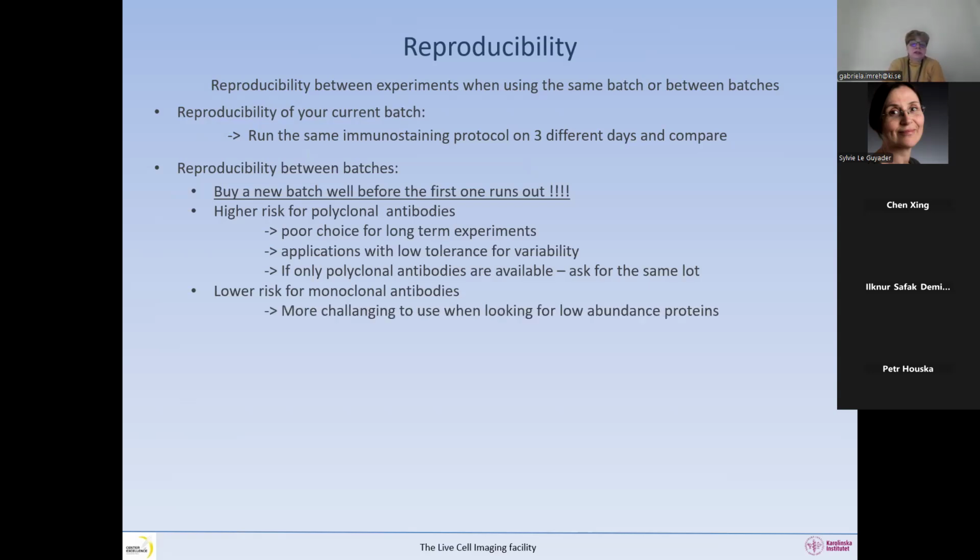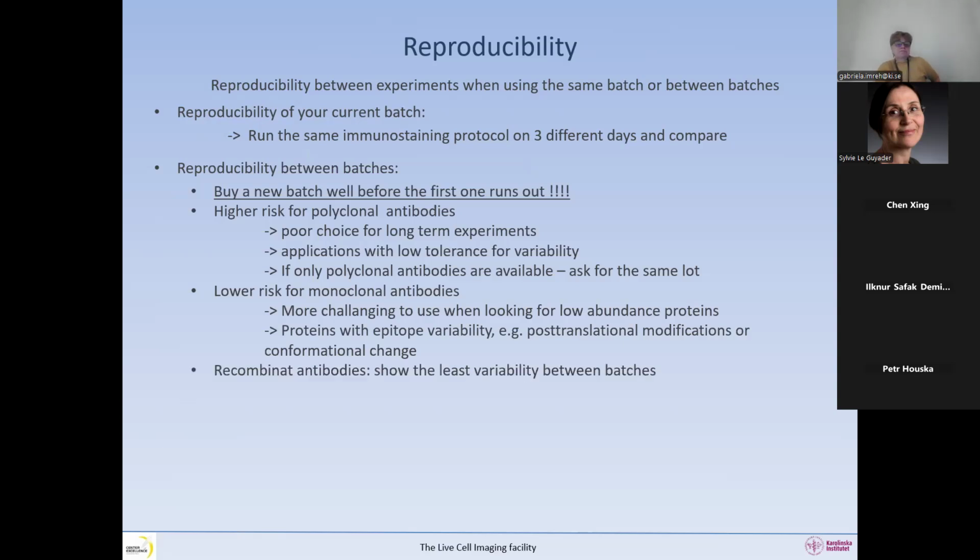Reproducibility is lower when you are using monoclonal antibodies. The disadvantage is that if you have a low abundance protein, you run the risk that you cannot detect it. Or if you are looking at proteins with epitope variability, for example, proteins showing post-translational modification or conformational change. The recombinant antibodies are the best, showing the least variability between batches, but they are quite expensive.